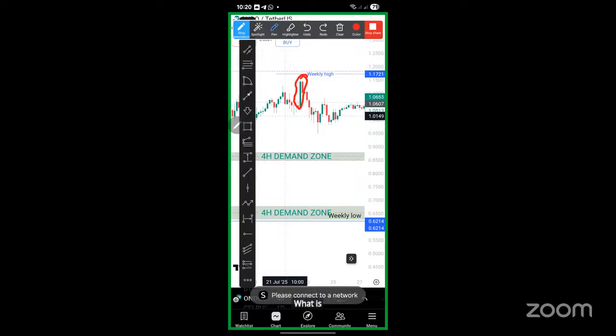What is the pattern? Please connect the network.